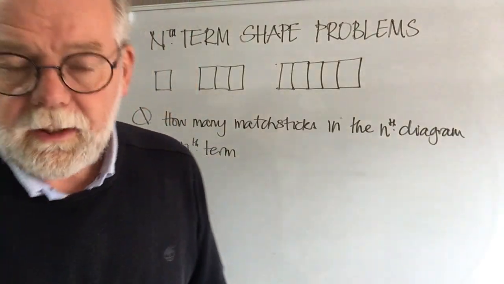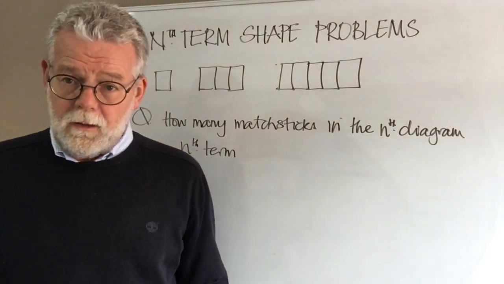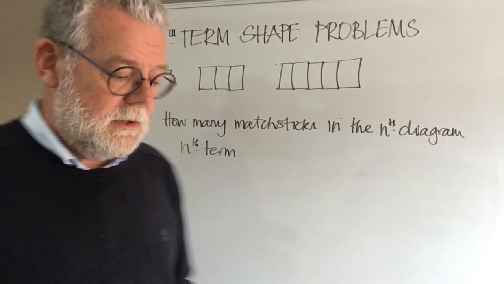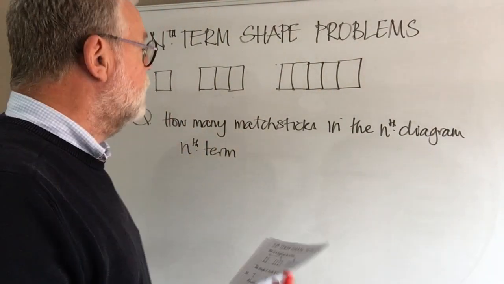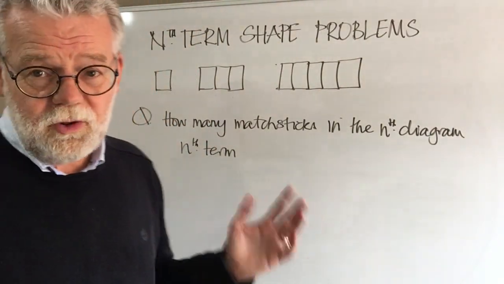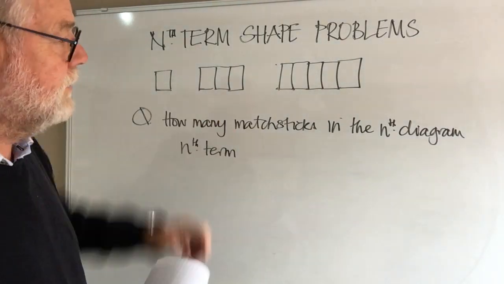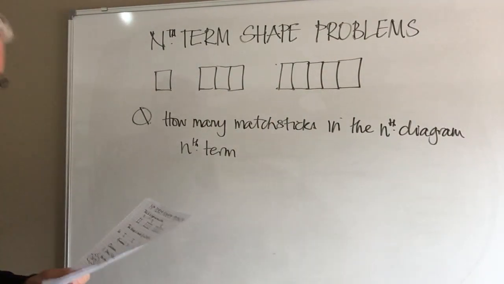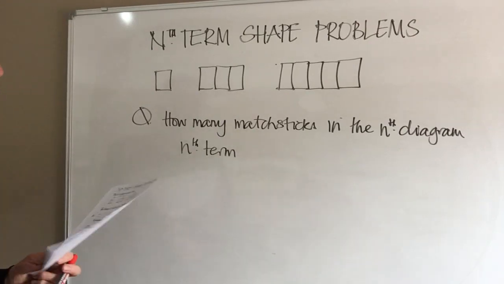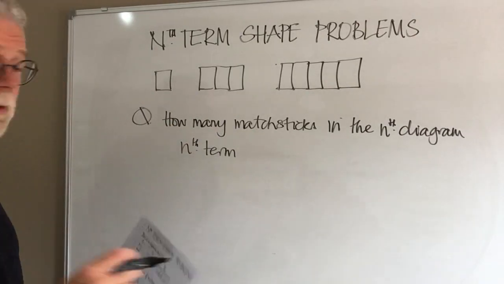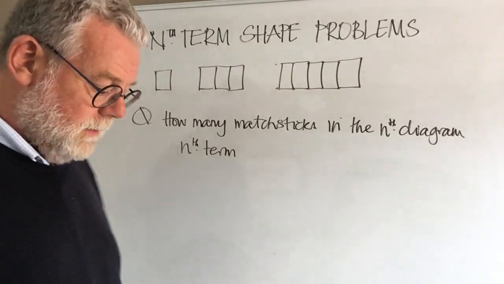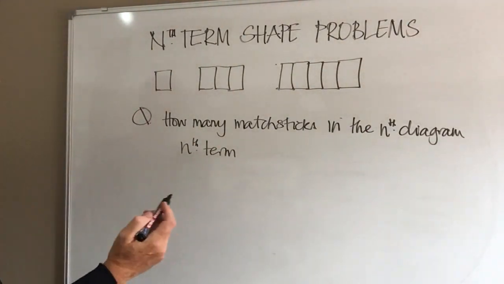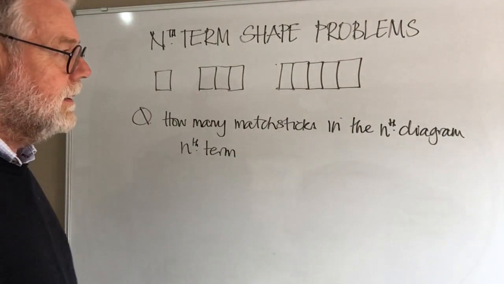Okay, now we're going to think about using our understanding of the nth term to apply it to what I've called nth term shape problems. And I'm sure you've seen similar things to this in exam questions. So what we're told is that we've got a sequence of shapes and they're all made up of matchsticks. A typical question would be: draw the next shape.